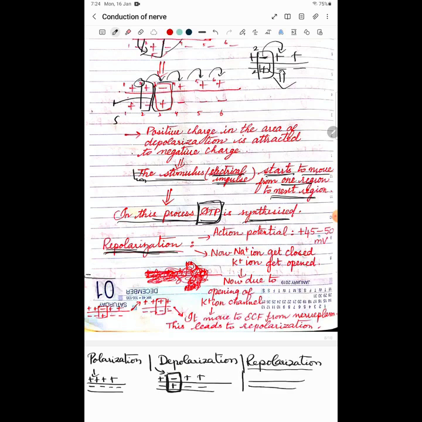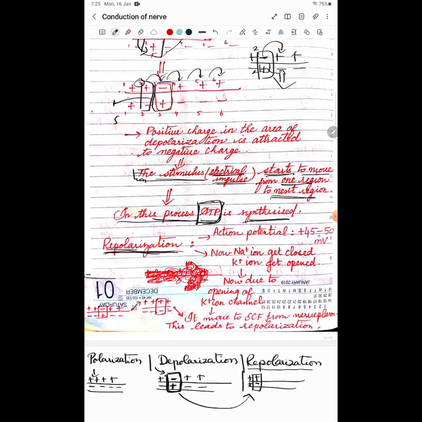Now what will happen? So see here, now this minus charge will just return to its original position. That is, this minus charge will return to positive charge, and the positive charge that is present inside the nerve fiber will return back to its negative charge. So positive will become negative and negative will become positive. So this is called repolarization. Understood? Now what happened? The depolarized state again converted into the repolarized state. Understood, buddies?